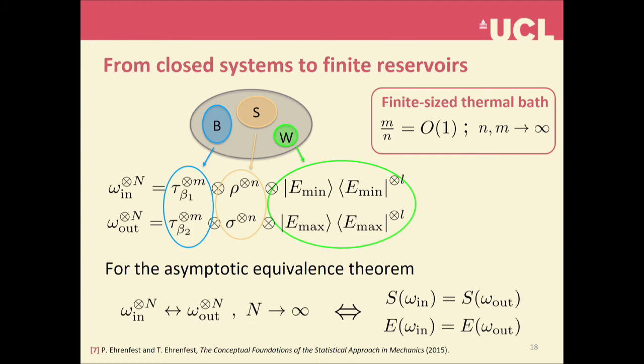Of course, this is an example. It could be that during the transformation I need work, and so the battery will go from an excited state to a ground state. But it doesn't matter. It's just an example.